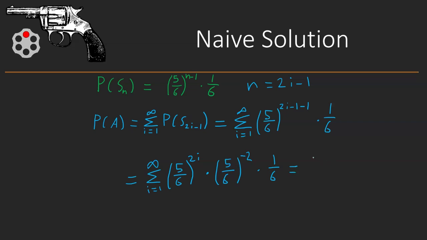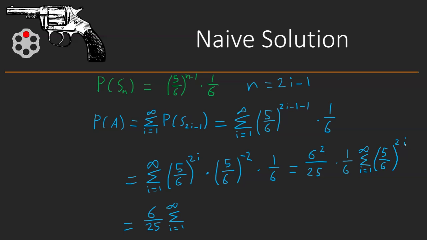If we move that outside the sum, well, this will become 25. This is 6 squared. So we're going to have 6 squared divided by 25 times 1 over 6. And we have the sum. And the only thing that remains inside of our sum now is 5 over 6 to the power of 2i. And we can do some further simplifications. We have a 6 here, we have a 6 here. So this is going to be 6 divided by 25. We're going to take the sum.